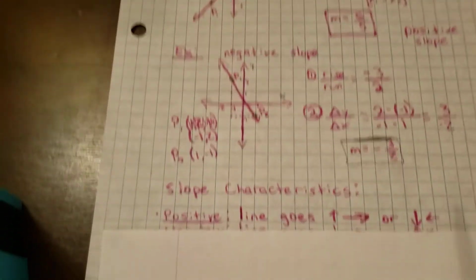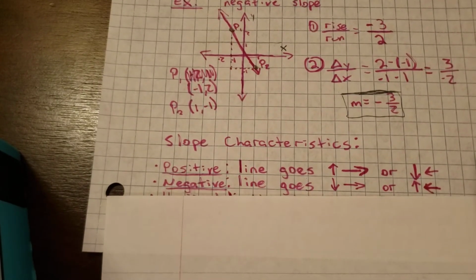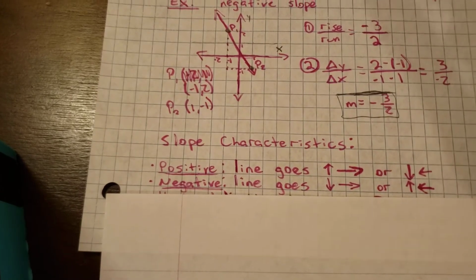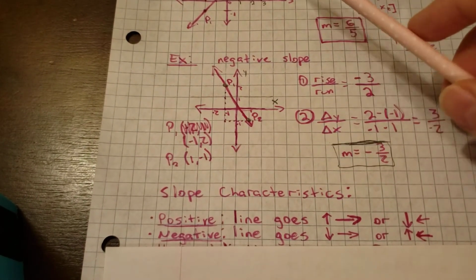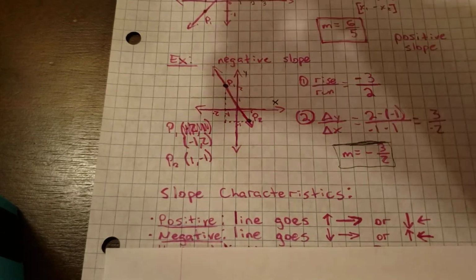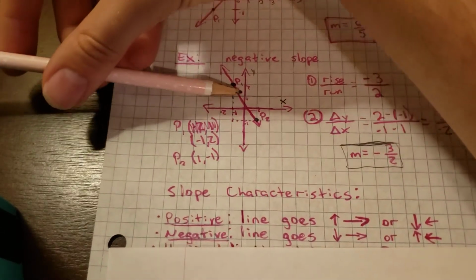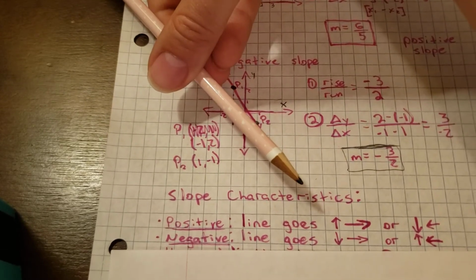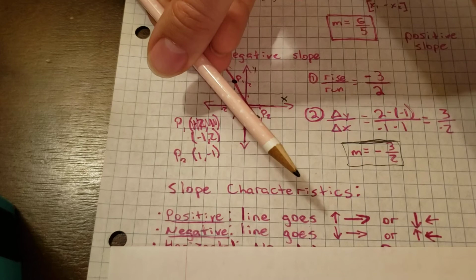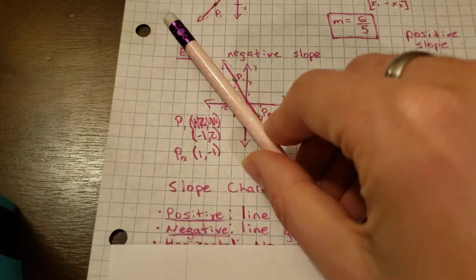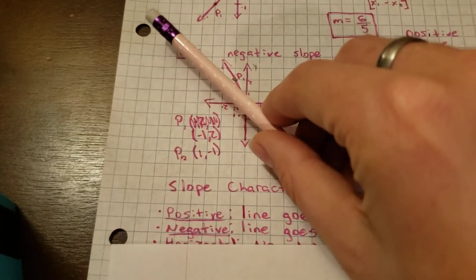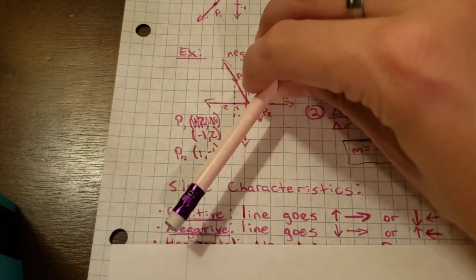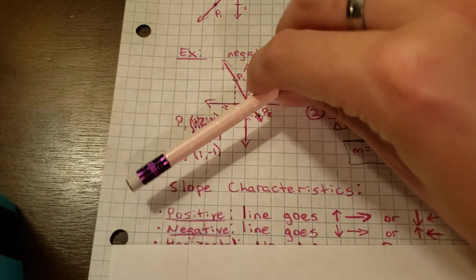Whereas this second one, this negative lines go down and to the right or up and to the left. Again, that's this guy. And as I'm going to the right, my line is going down. So this is a negative slope. In fact, anything that looks like this is negative, whereas anything that looks like this is positive.